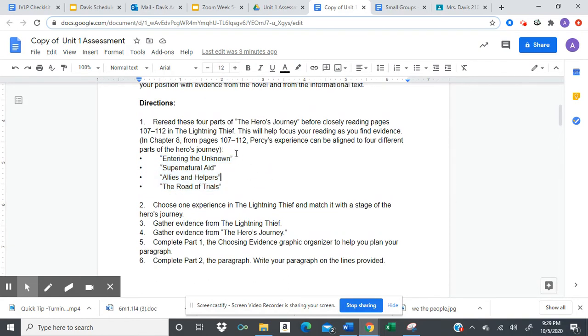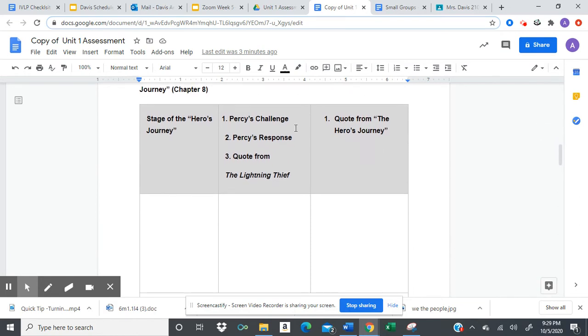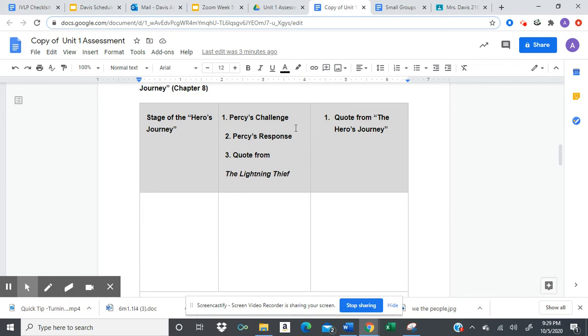All right, so then you're going to choose one experience in the Lightning Thief and match it with the hero's journey. So let's say, go down to the graphic organizer here. This is going to look a lot like yesterday and what you did in whole group class. So let's say we choose entering the unknown. This is the one we chose yesterday.